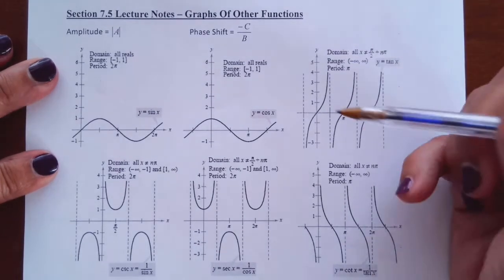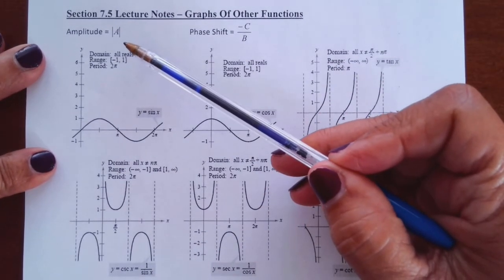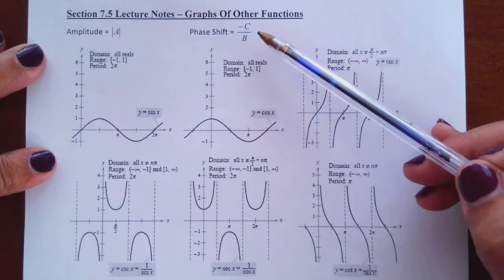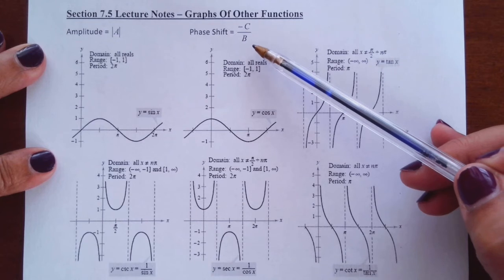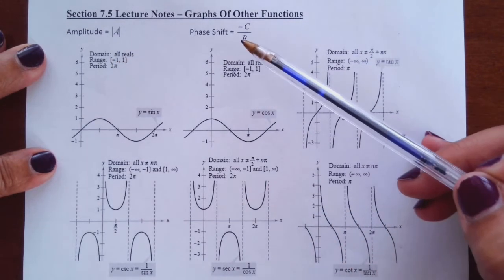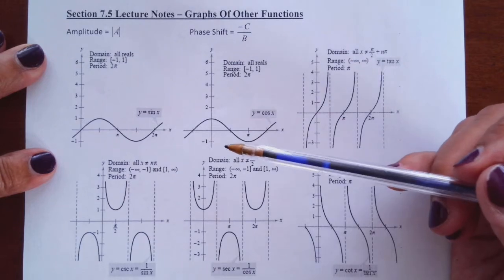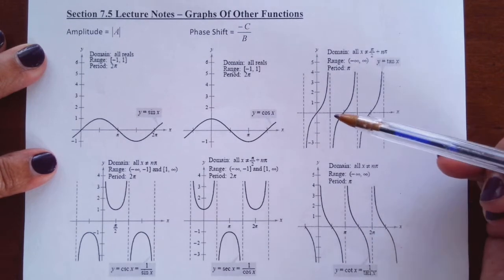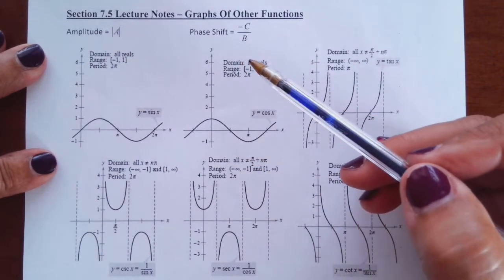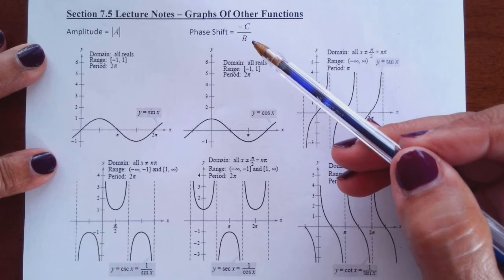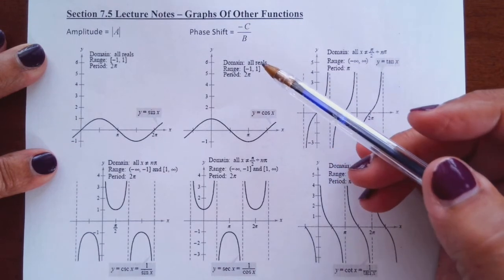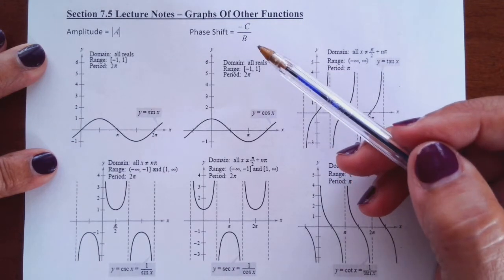So up at the top, you have the amplitude, which we already know is the absolute value of A, and you have the phase shift, negative C over B. Those two things are true for any of your six functions: sine, cosine, tangent, secant, cosecant, and cotangent. So if you're asked to find the amplitude and phase shift, that's what you do for any of the six, okay? And that's kind of where all the similarities end.